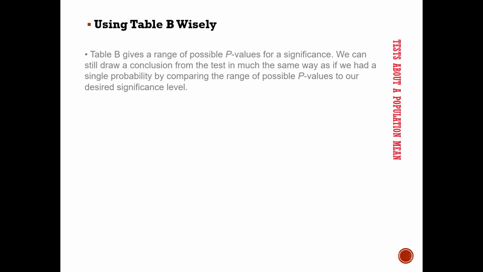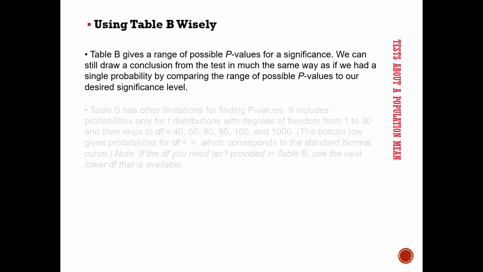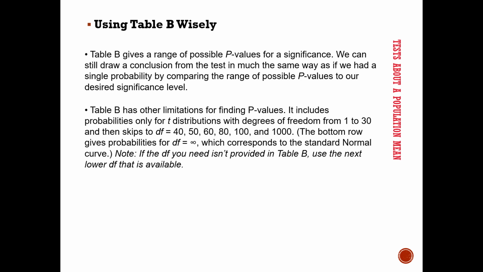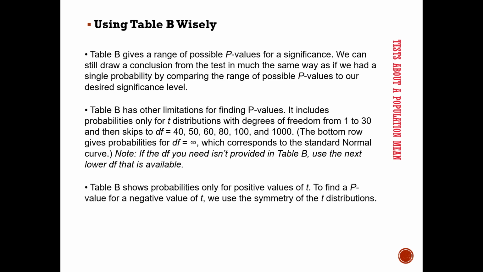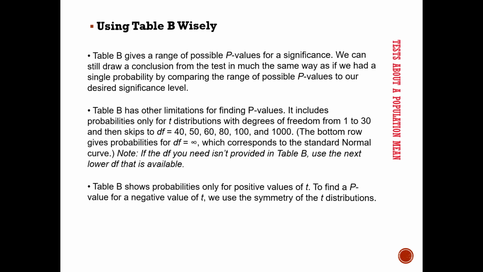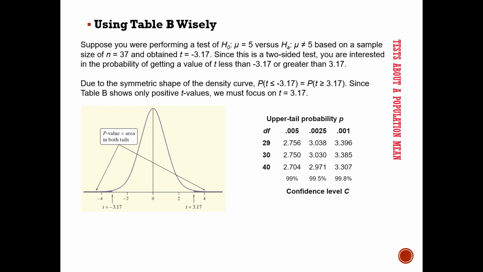Let's move on. Using table B wisely, I would say the best way to use table B wisely is not at all. Again, your TCDF will do this a lot faster and a lot better. In table B, they skip a lot of the degrees of freedom, so we don't really want that. It's really going to give you an approximation, whereas using your calculator is going to be a lot more accurate. It also doesn't work for negative values, so let's just skip that.